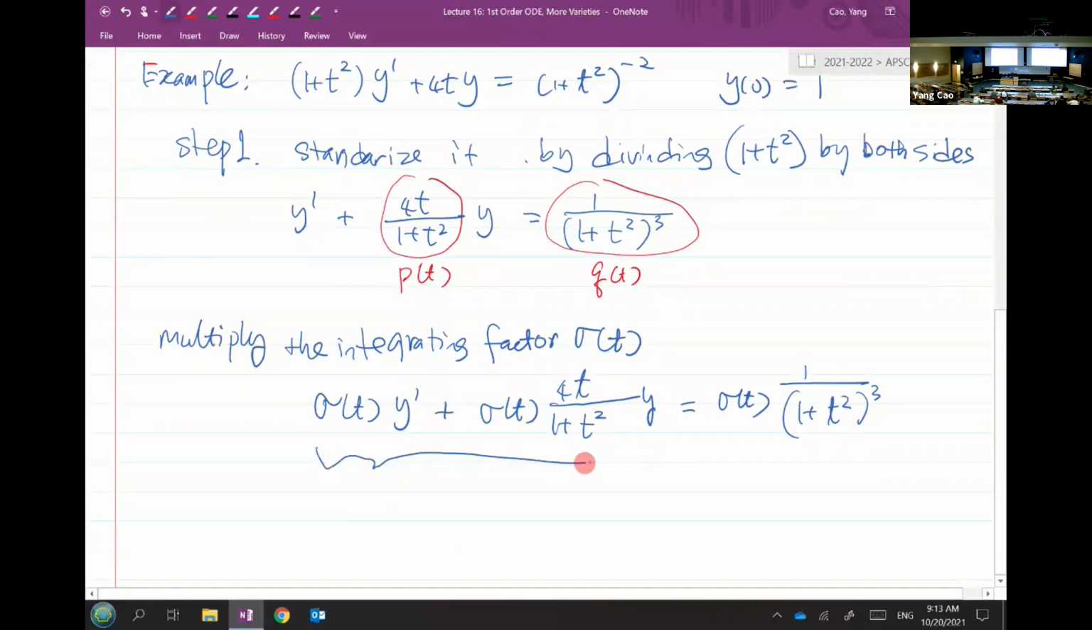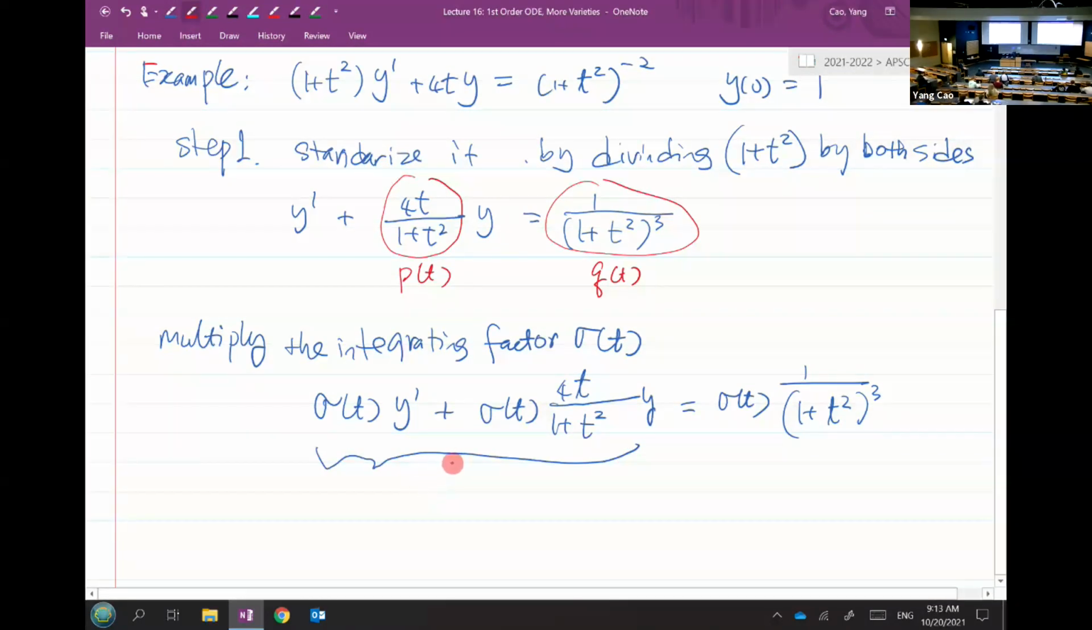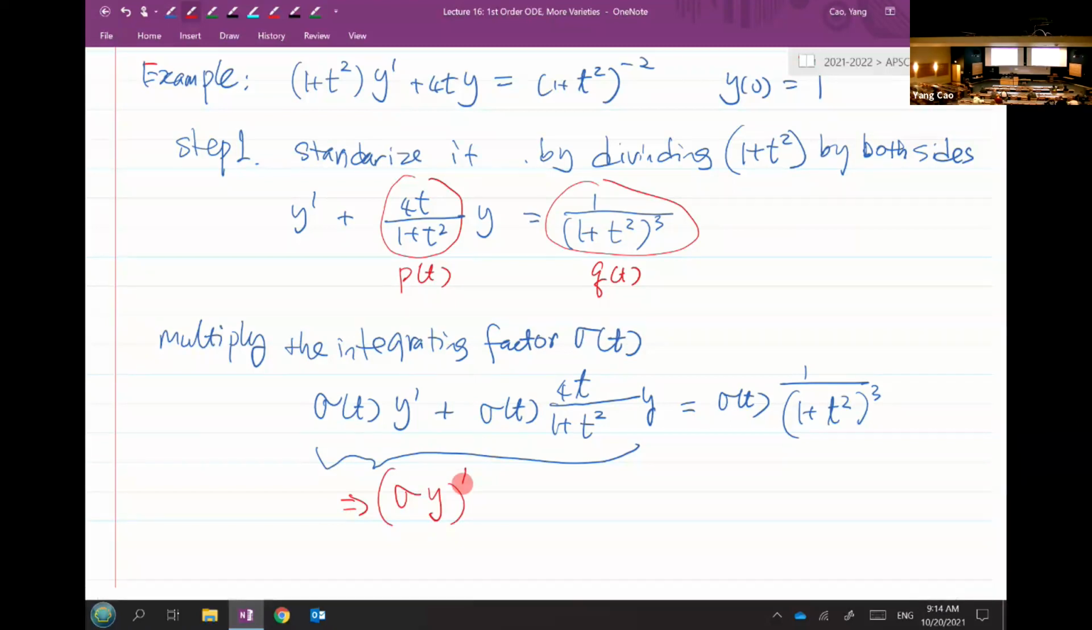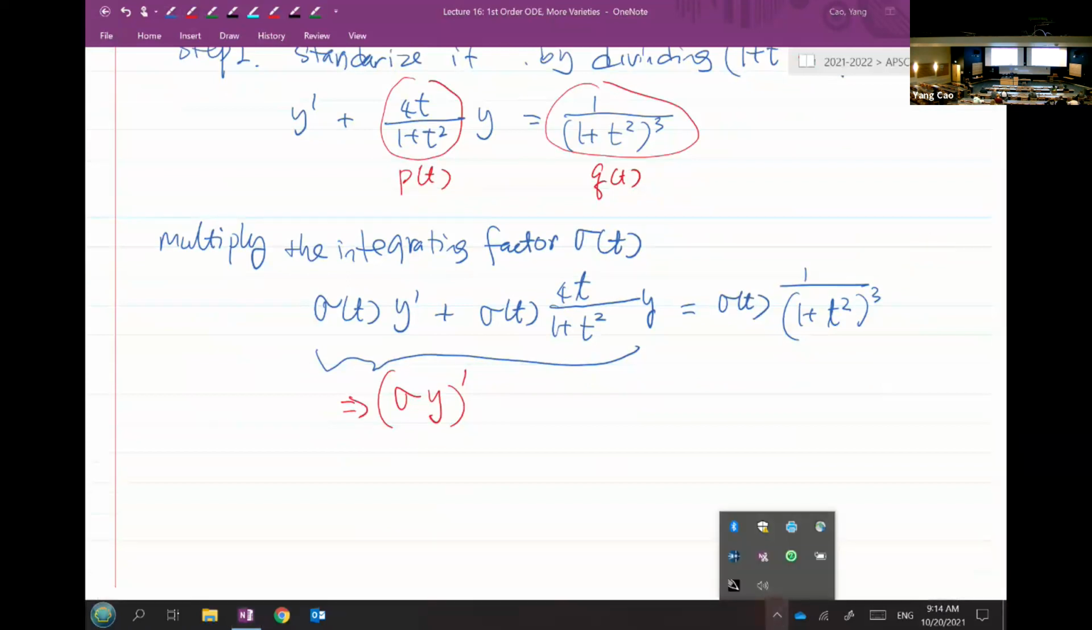So the integrating factor method, the idea is you want to find an appropriate sigma of t, this integrating factor function, so that your whole left side can be written into sigma times y prime. So that's the idea. And we have demonstrated in order for you to write the left side from here to here.